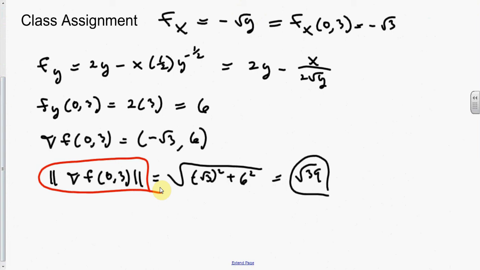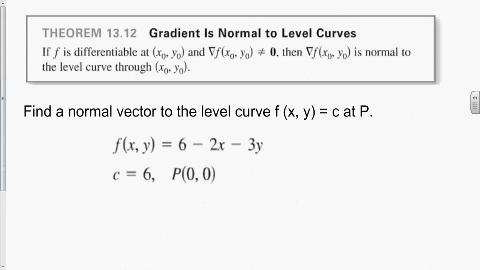There's another neat property of the gradient, and we call it, if you can calculate it based on a surface, the level curve. So if f is differentiable at a point and the gradient is not equal to 0, then the gradient is normal to the level curve. Simply saying that the gradient is perpendicular to the level curve. What's the level curve? It's the tangent.